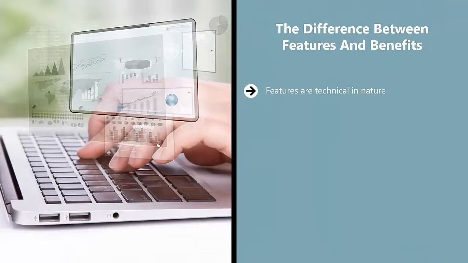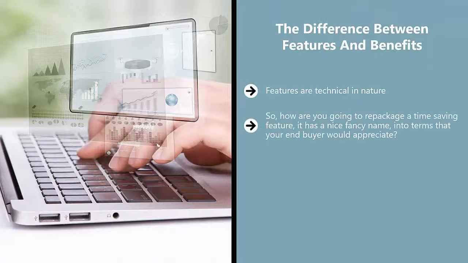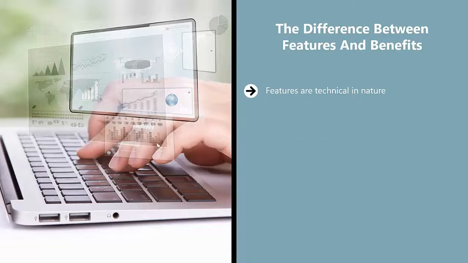Features are technical in nature. They're about screen size, screen brightness, certain new technology. Benefits, on the other hand, are psychological in nature. If somebody's buying a washing machine, they're looking to save time. They're looking for more control over their life. They're looking for more time with their loved ones.